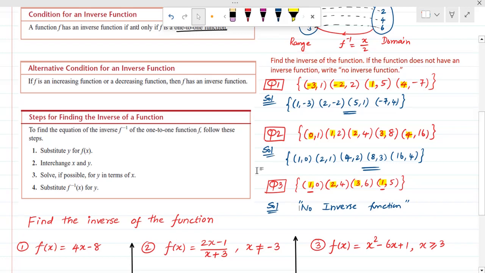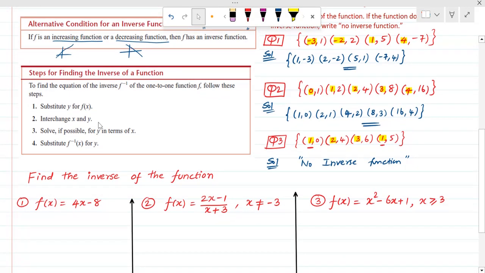Now this is the important thing. Alternatively, what is the condition for the inverse function? If f is an increasing function or a decreasing function, then f has the inverse. Increasing means it is continuously going up, and decreasing means it is continuously going down. Therefore this type of function has the inverse function. So this is the alternative condition.